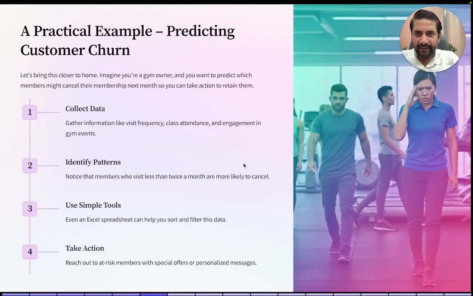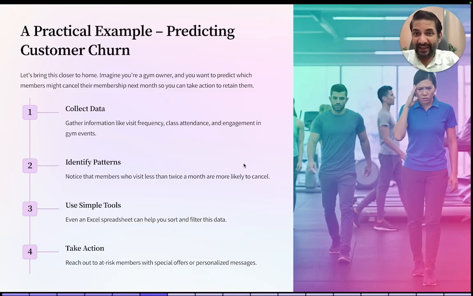Let's take a practical example. Now, this example is about predicting customer churn. Imagine you are a gym owner and you want to predict which members might cancel their membership next month so that you can take action to retain them. How would you do that?